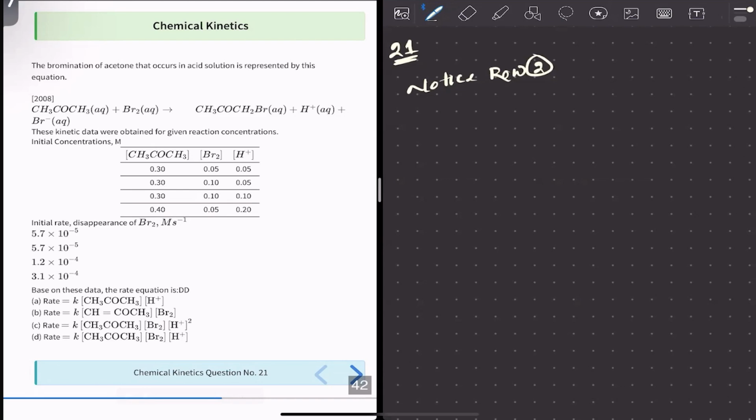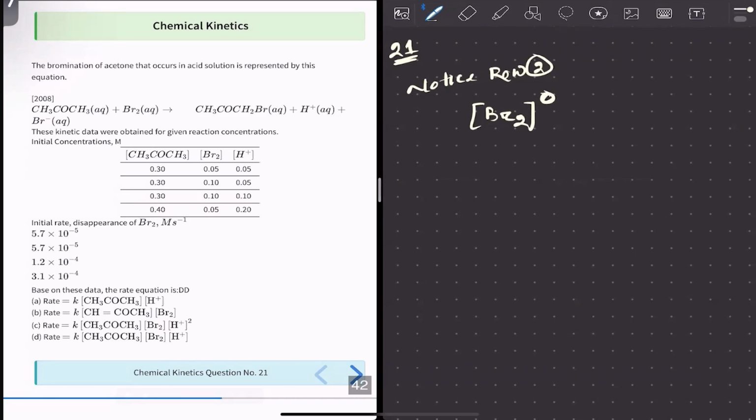Look at the below part. The initial rate was 5.7 into 10 to the power minus 5. If you double the concentration of bromine here, the rate remains the same, that is 5.7 into 10 to the power minus 5. Okay. So what will be the relation of bromine? In the rate law, it will be Br2 to the power 0. The rate law doesn't depend on the concentration of bromine. Okay, it is unaffected by changes in bromine concentration.